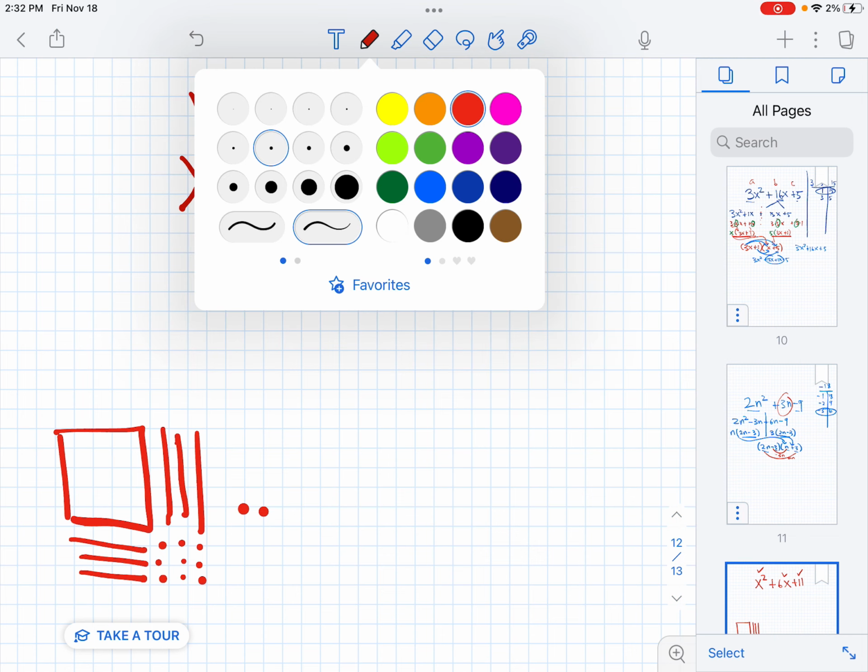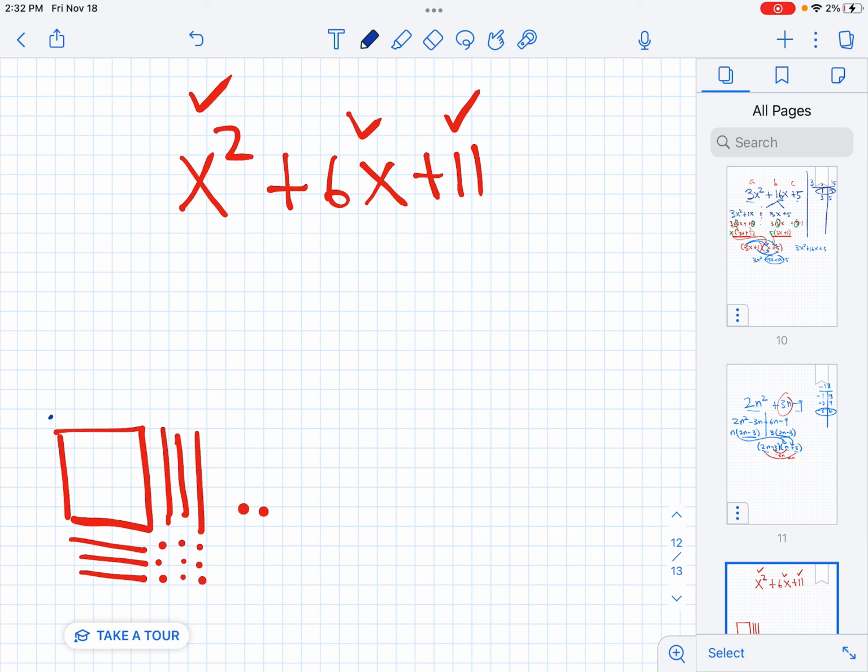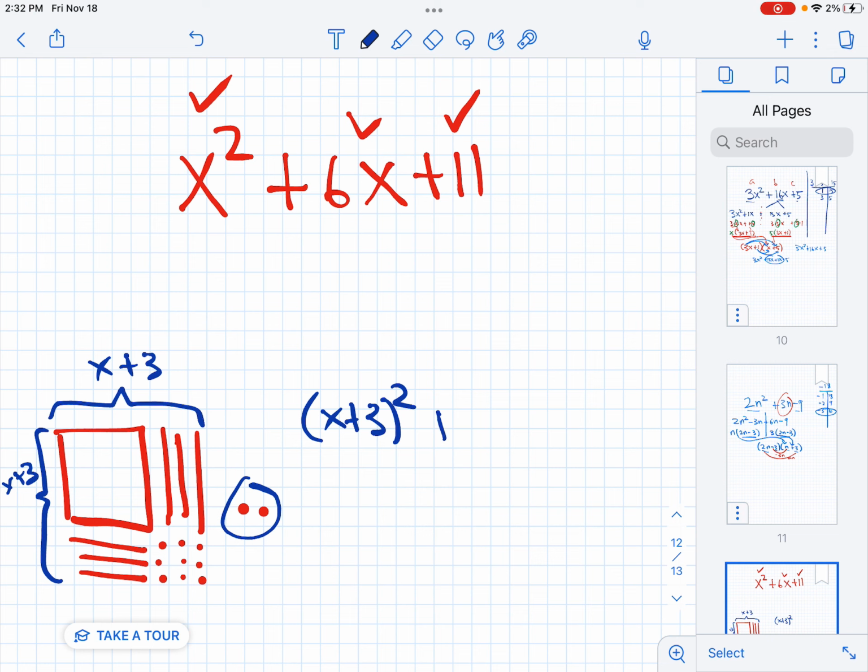Well, let's look at this shape that I have. I've got this one shape right here, and this shape is x plus 3 wide. And it is x plus 3 tall. And so that shape is x plus 3 squared. And I've got those 2 that didn't fit into it. So that turns into x plus 3 squared plus 2.